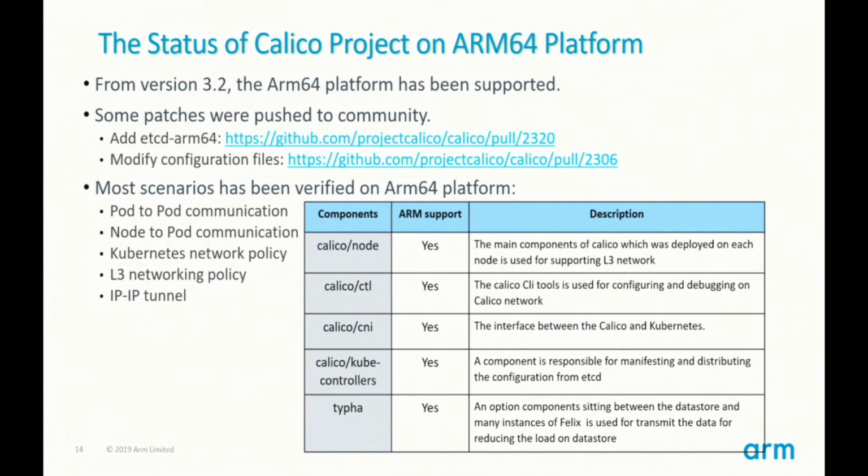From version 3.2, the ARM64 platform has been supported. We have put some patches into the Calico community to add support for ARM. And most of the scenarios have been verified on ARM64, such as pod-to-pod communication, node-to-pod communication, Kubernetes network policy, Layer 3 networking policy, and IP-IP tunnel. All the main components, such as Calico node, Calico controller, Calico CNI, Kube controllers, and Typha are verified on the ARM platform.